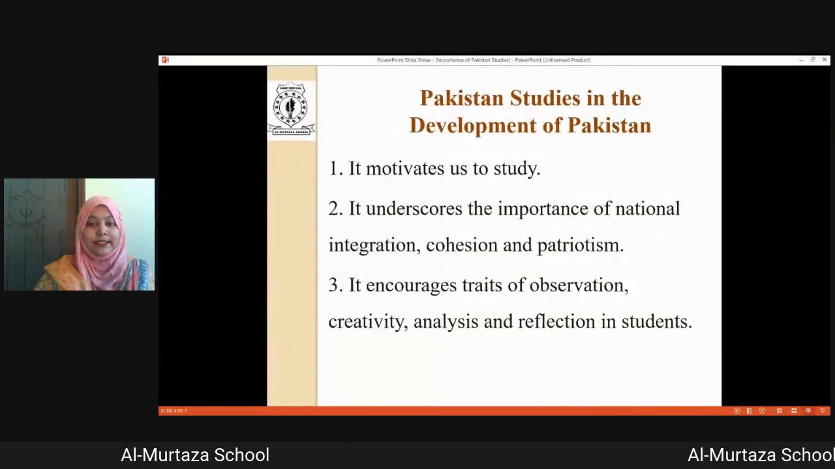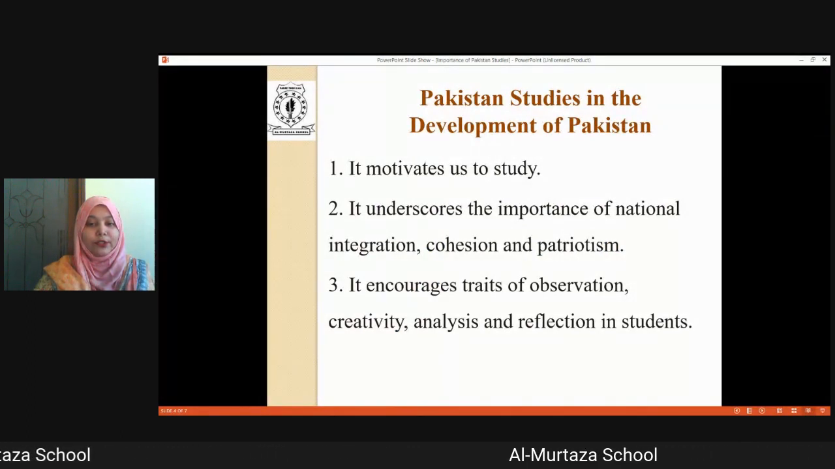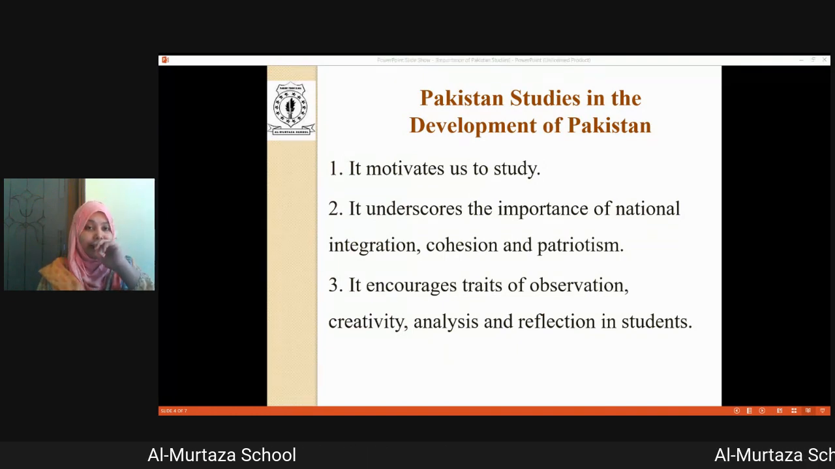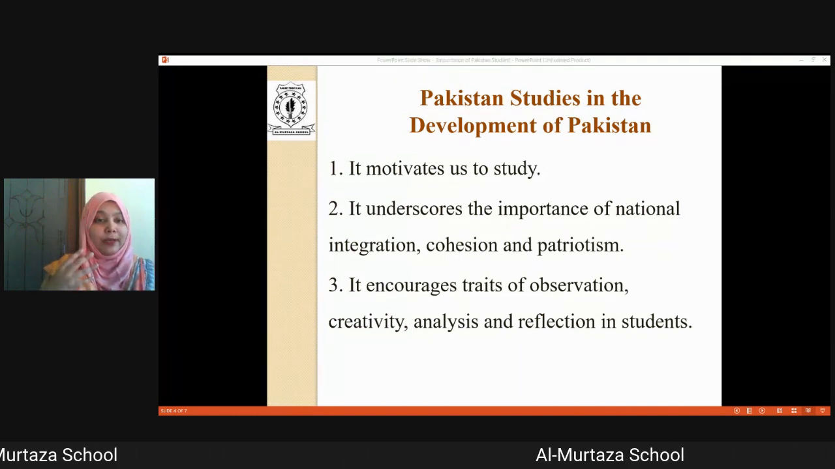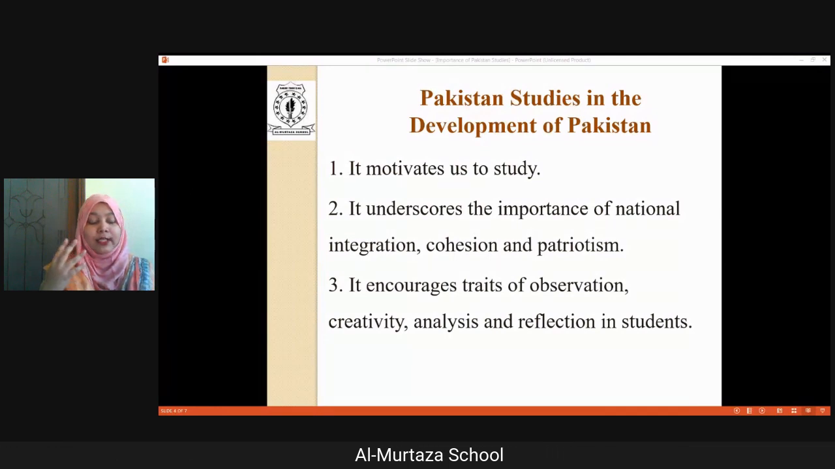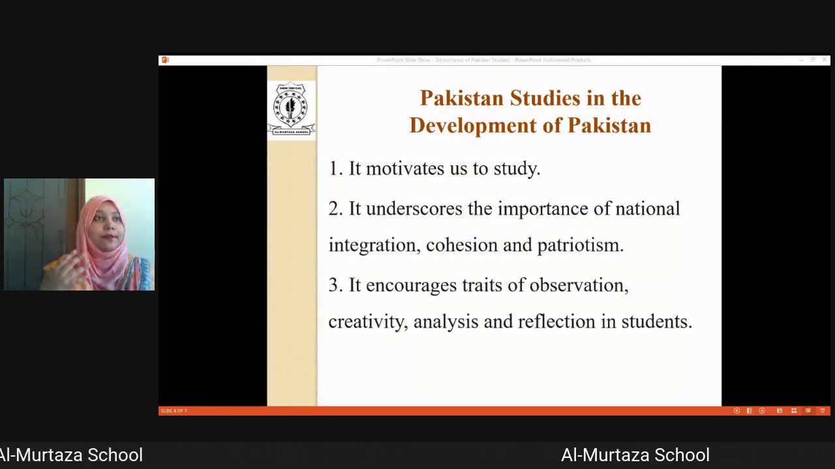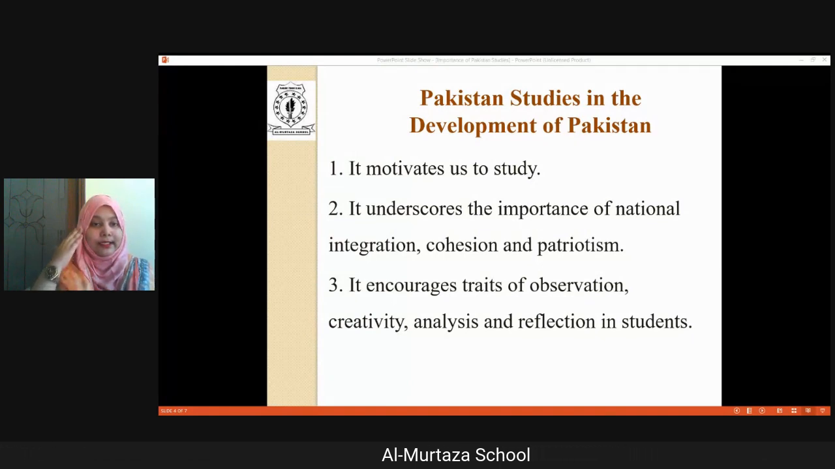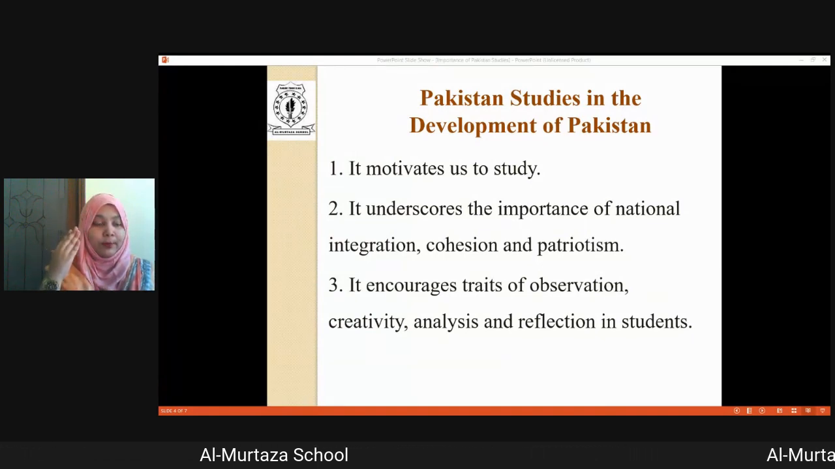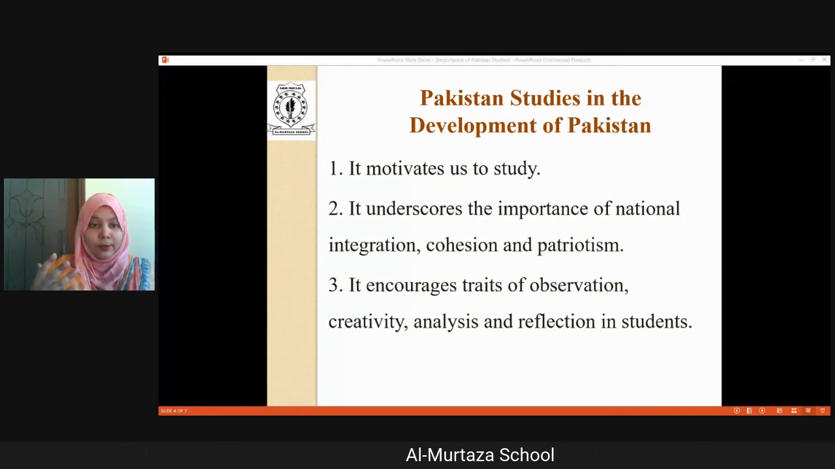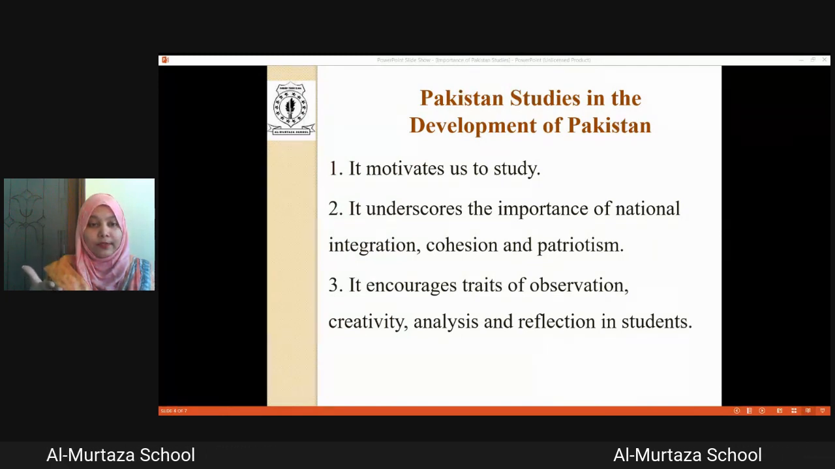Pakistan studies and development of Pakistan. Now, when we talk about this phase, as you can see, Pakistan studies motivates us to study. It is very important because I'll give an example of a movie. Whenever you're watching a movie and the light goes, automatically a point comes up in your mind: what will happen next? You're waiting for the light, and then you're reviewing that movie one more time just to see what would be the end of this movie.